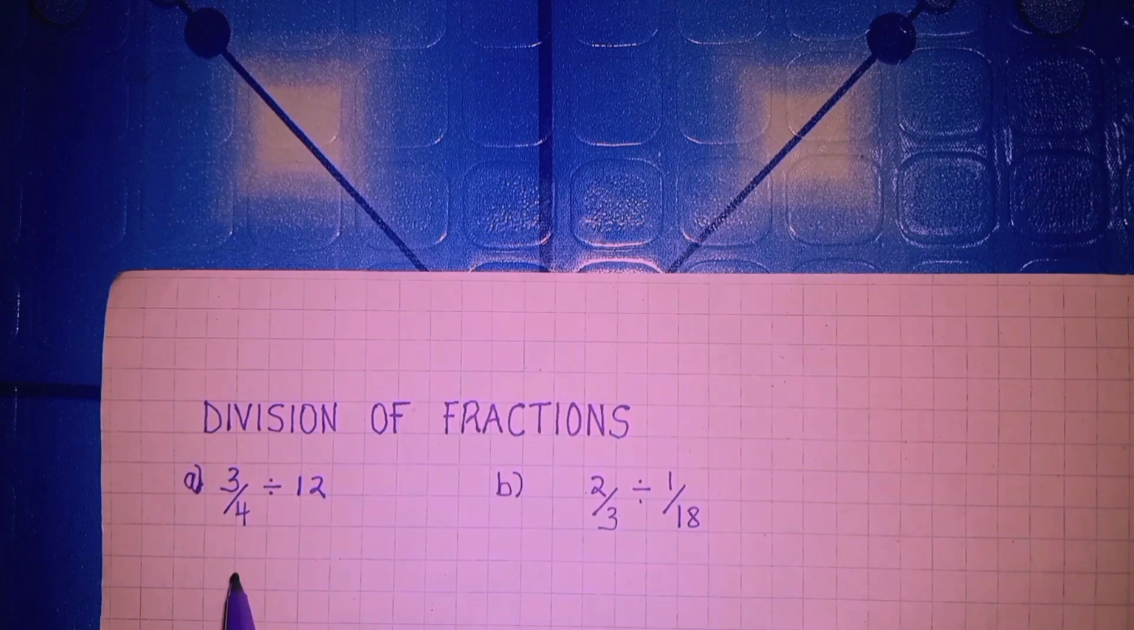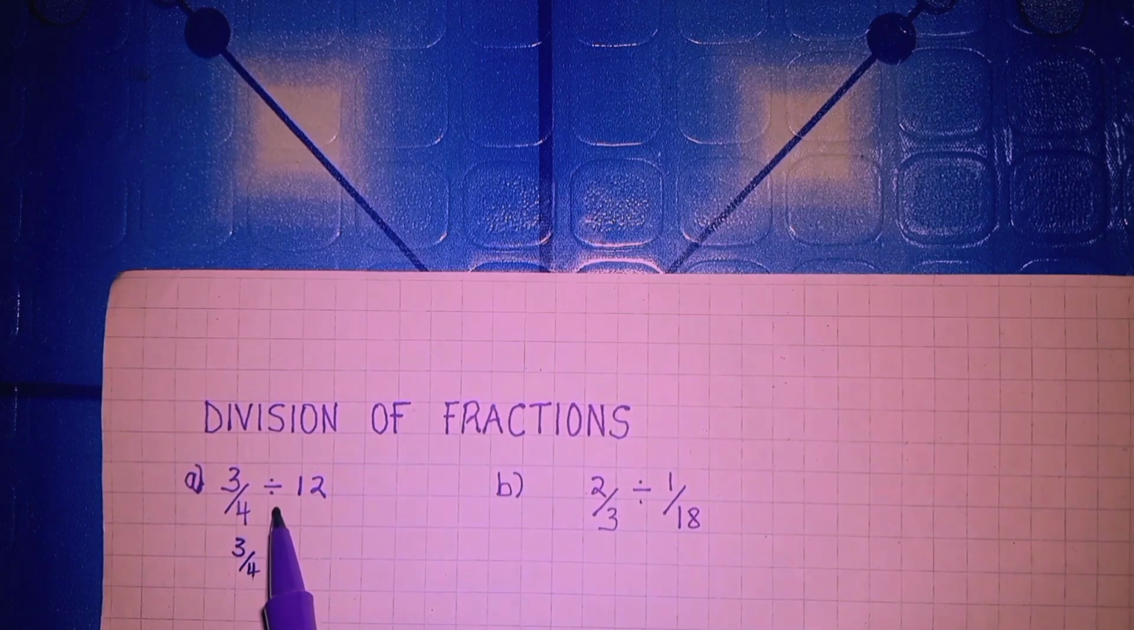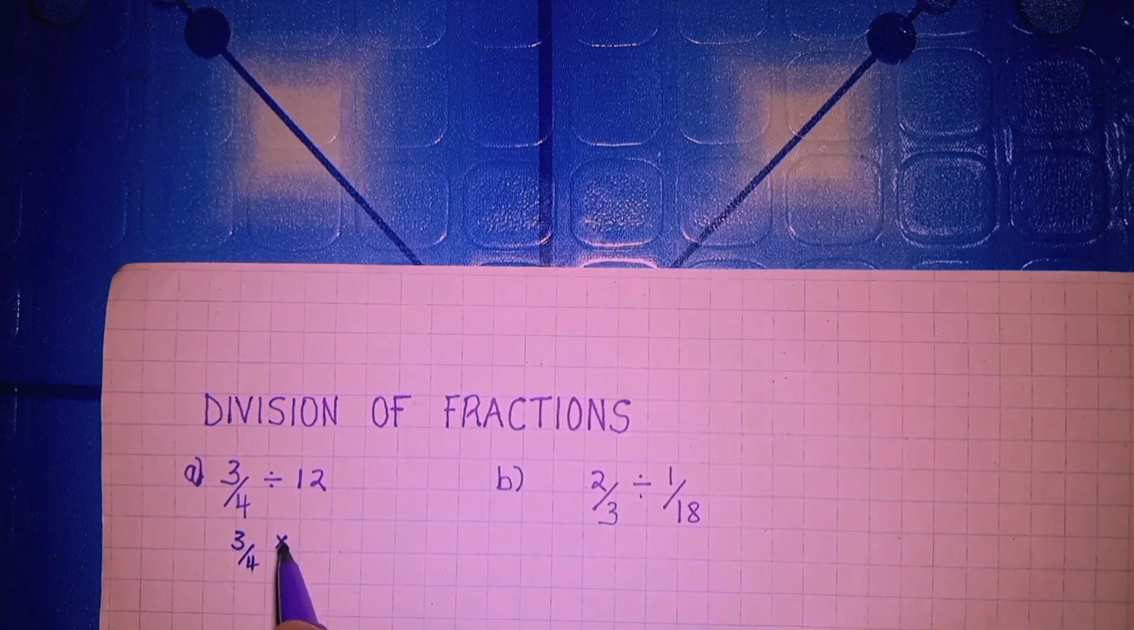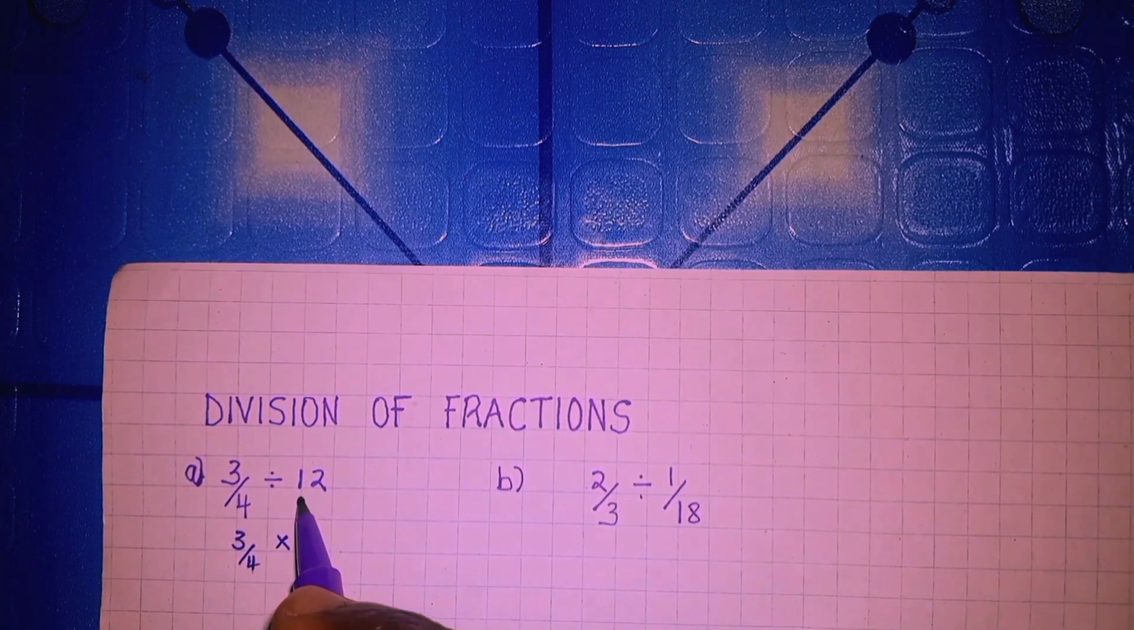So this one becomes 3 over 4. Whenever you are dividing fractions, you should ensure that you change the sign of division to multiplication. So this one becomes times. Then 12 is the same as 12 over 1. And then you find the reciprocal of 12 over 1. This one, 12 over 1, becomes 1 over 12.